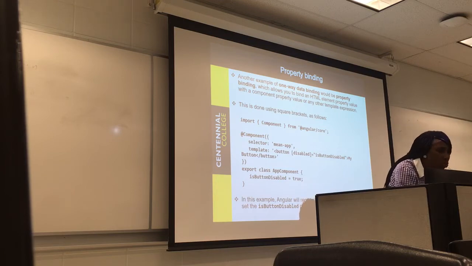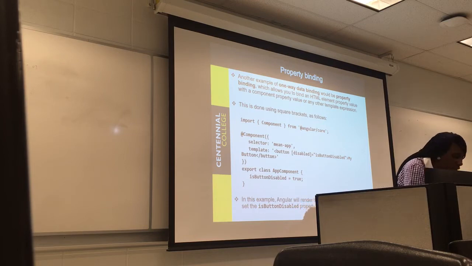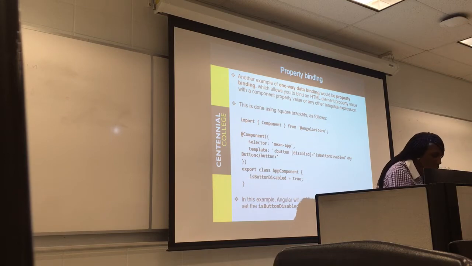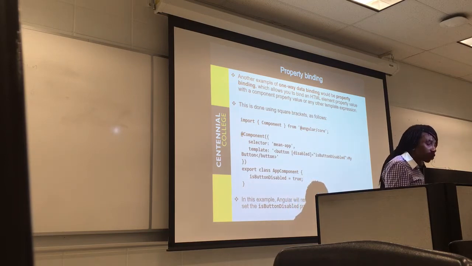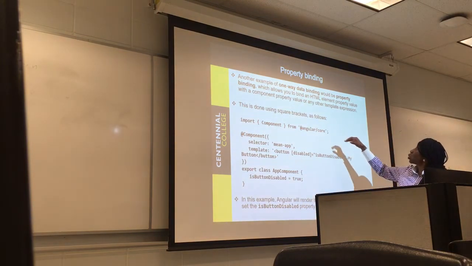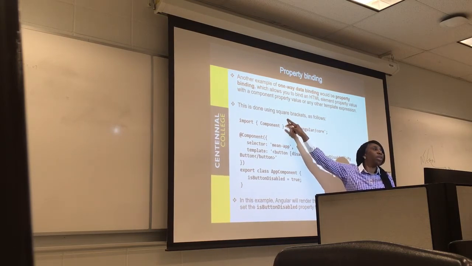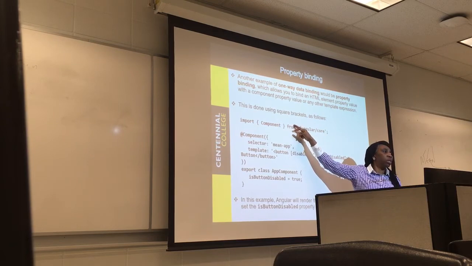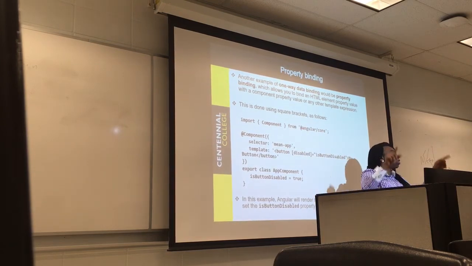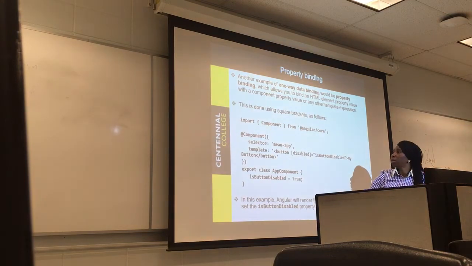And basically what does it do? It will allow you to bind your HTML element property value with a component property value or any other template expression. This is done by using square brackets as follows. So property binding will help you to bind the property of the element on your page, and to do property binding you use square brackets. So wherever you have square brackets in your scripts in Angular, you know that you are binding the property of that element.